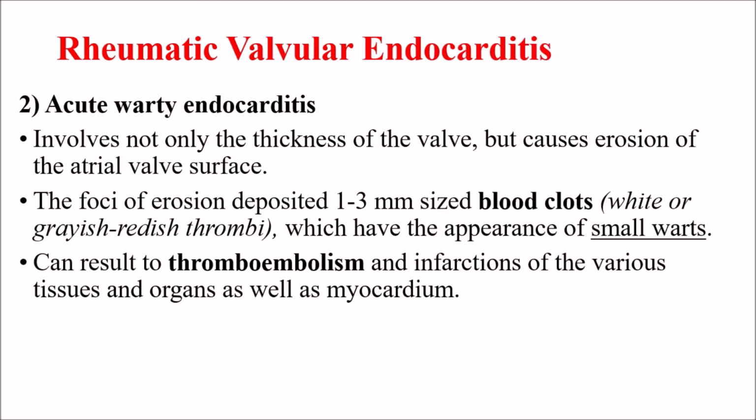and occurs in the first rheumatic attack. The second type of the rheumatic endocarditis is acute warty endocarditis. It involves not only the thickness of the valves, but causes erosion of the atrial valve surface. The foci of erosion deposit 1 to 3 mm size blood clots, which have the appearance of small warts. So we call this warty endocarditis.